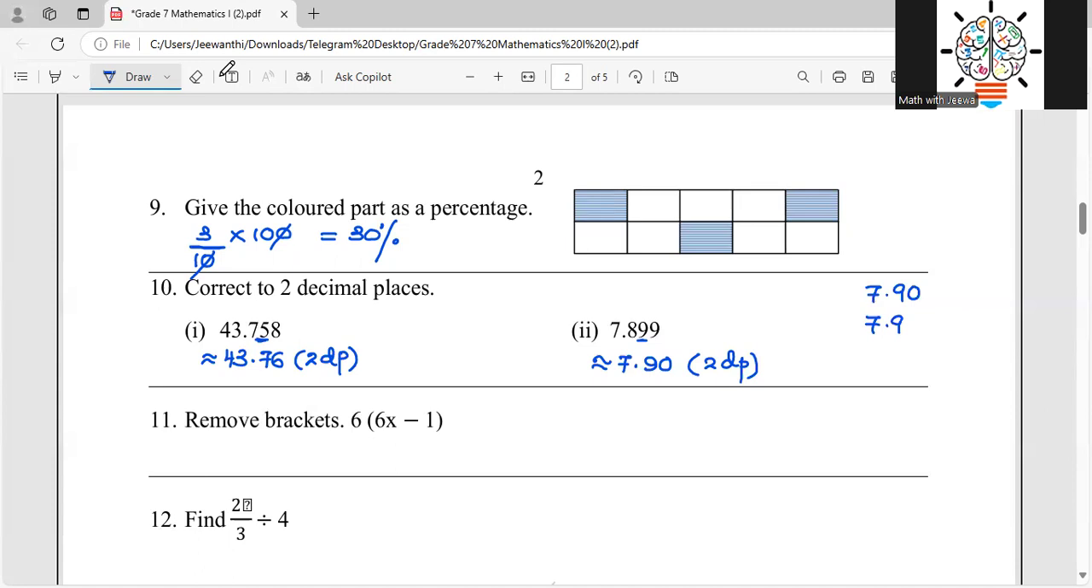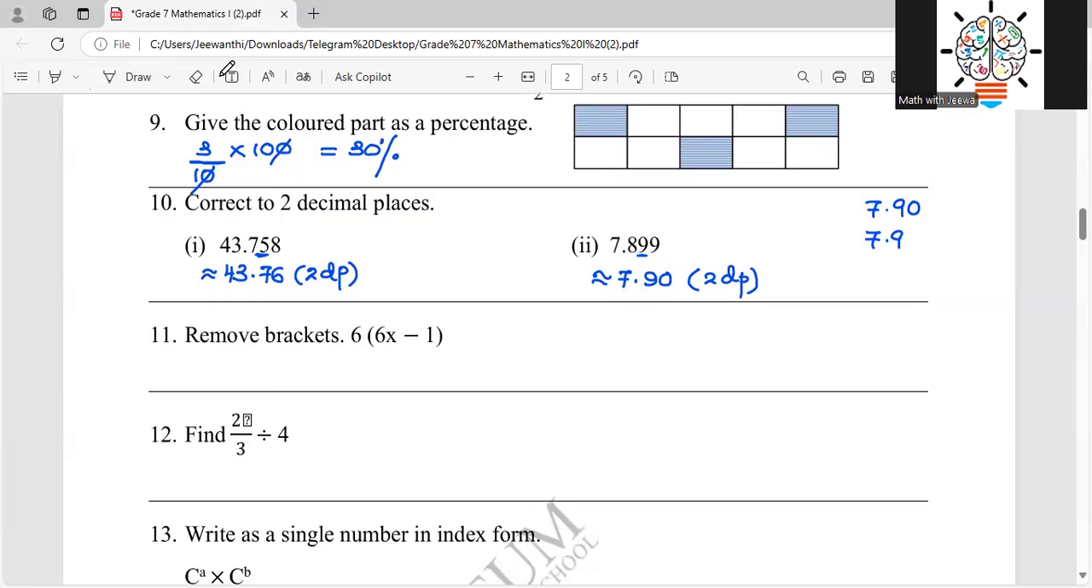But here they have asked me to correct it to 2 decimal places. Even though the second decimal place is 0, I just show it because I'm correcting the particular number to 2 decimal places, right? So then I want to remove the bracket. I'm just showing it, but you know the theory behind this. We have the number and the bracket.